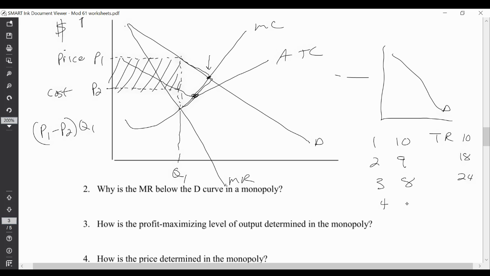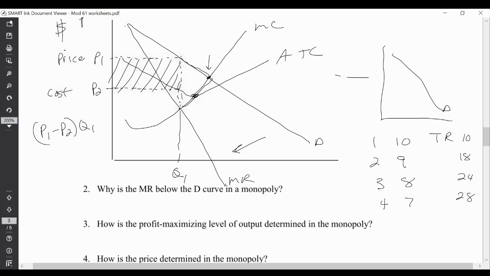If I sell four products at $7, my total revenue is 28. Well, what's happening to my marginal revenue? My marginal revenue is the difference here. So my first one, my marginal revenue would be 10. My next marginal revenue would be 8. Then it would be 6. Then it would be 4. So my marginal revenue would be inside or less than my demand curve. That's how we get marginal revenue inside of it. Okay, so that's number two.